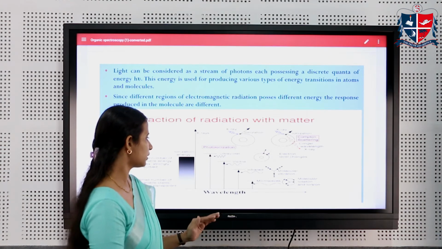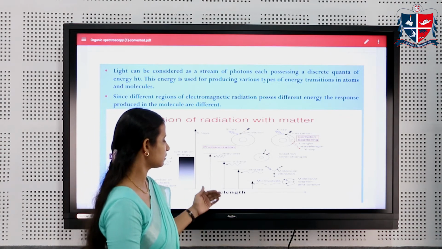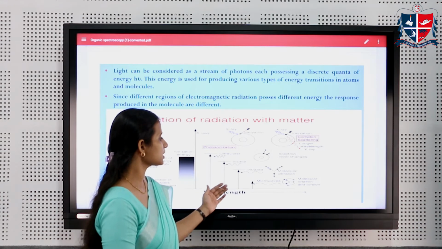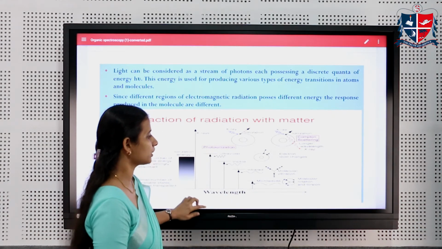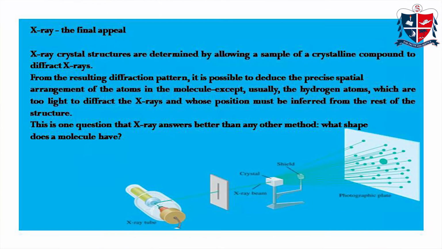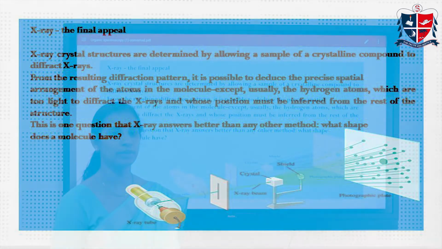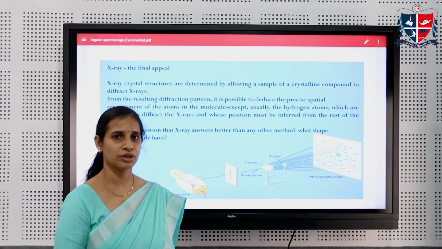And in the case of infrared radiation, it causes molecular vibration. And in the case of microwaves, it causes molecular rotation or torsion. Now, X-ray crystallography is the best known method to determine the structure of an organic compound.